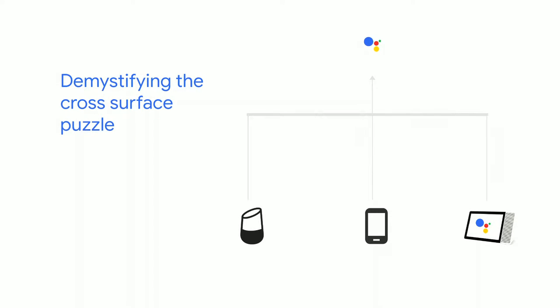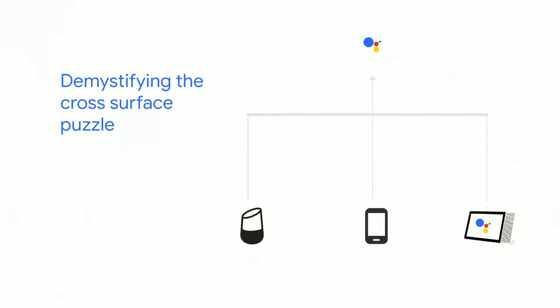So now that we've covered some of the overall capabilities of the device spectrum and how to account for them in the code, let's talk about how we managed to build one action that scales to the top three popular devices: smart speakers, mobile, and smart displays. These three devices cover all the surface capabilities that Mandy just mentioned.